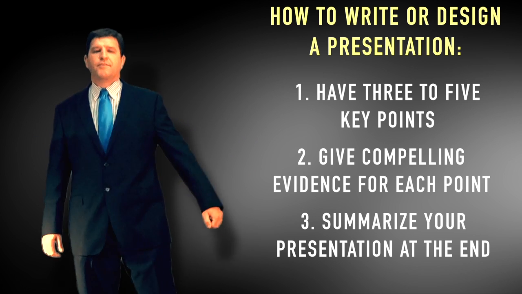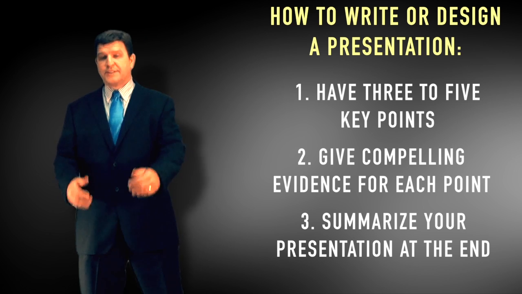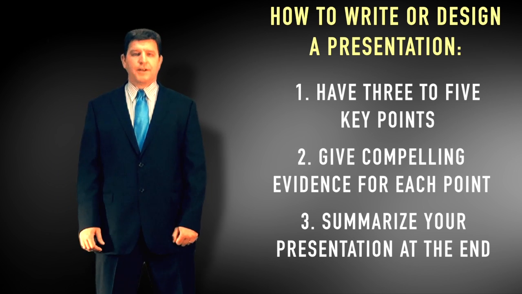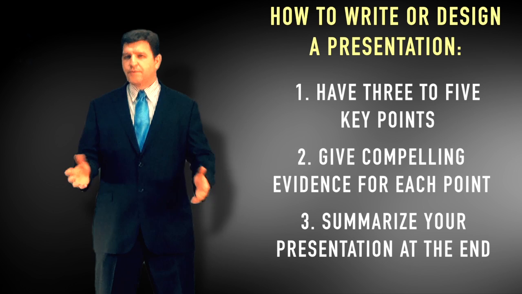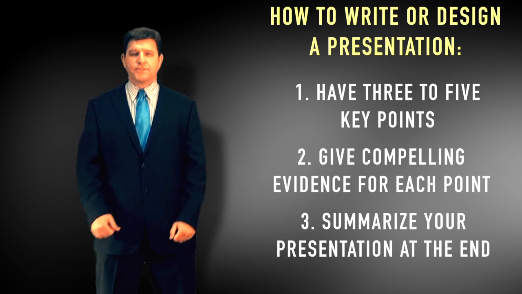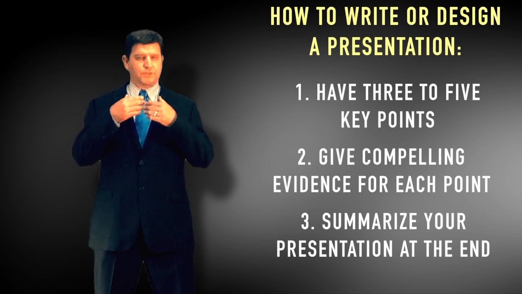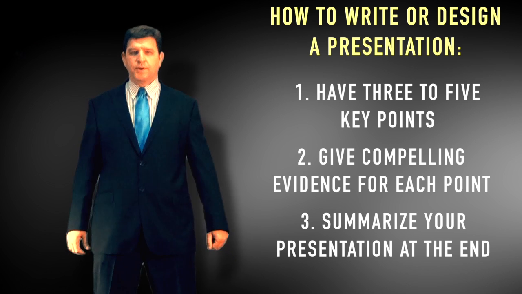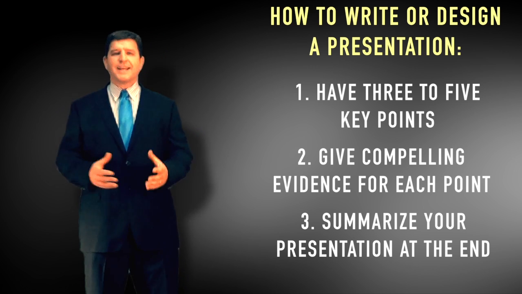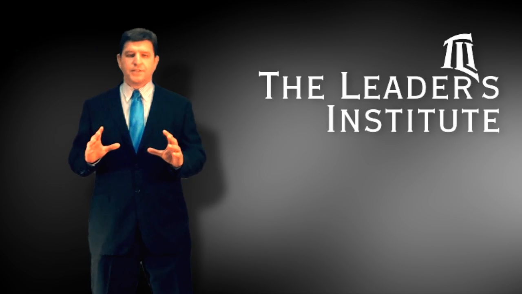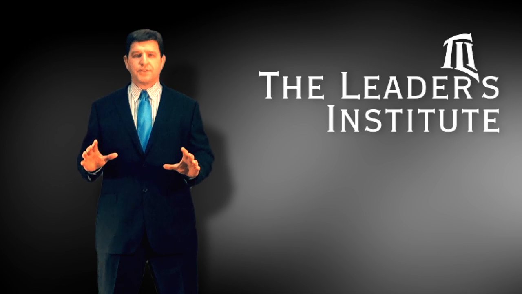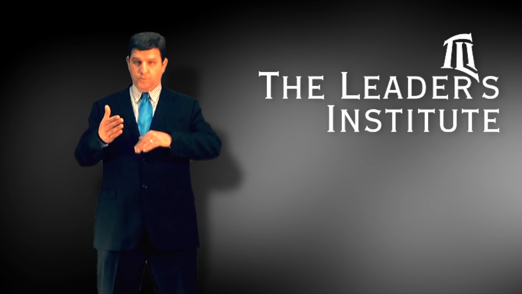So, in summary, you want to design a presentation very, very quickly. Basically, you want to narrow down your key bullet points to about 3, 4, 5. Give some compelling evidence for each one of those bullet points, and then summarize that at the end. If you do that, you'll design your presentations very, very quickly. That makes sense? So basically, that's kind of the structure, and it's a good way to create a backbone for a presentation.